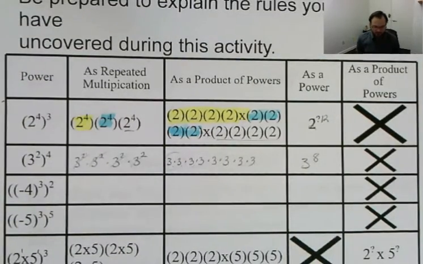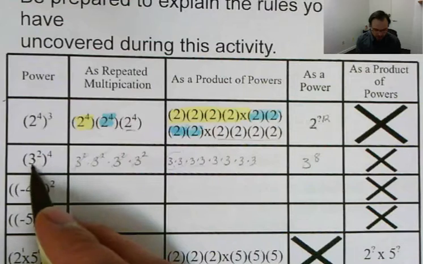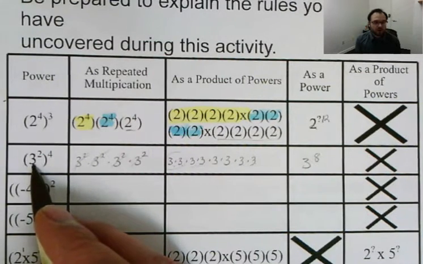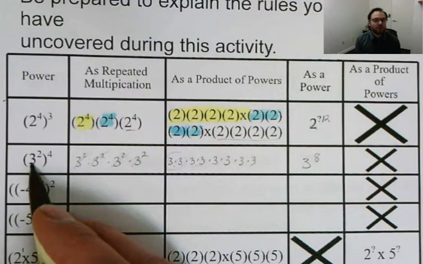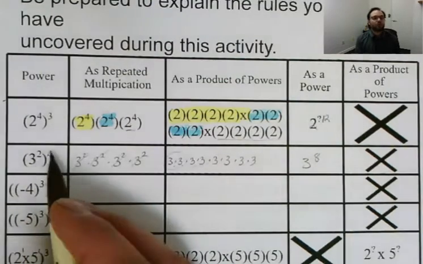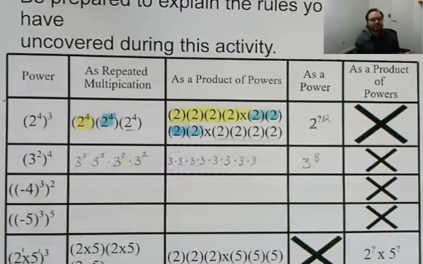Well, let's think about that. We have 4 groups of 3 squared. So that's 4 groups of 2 3's. So 4 groups of 2 is 8. So that's 4 times 2.